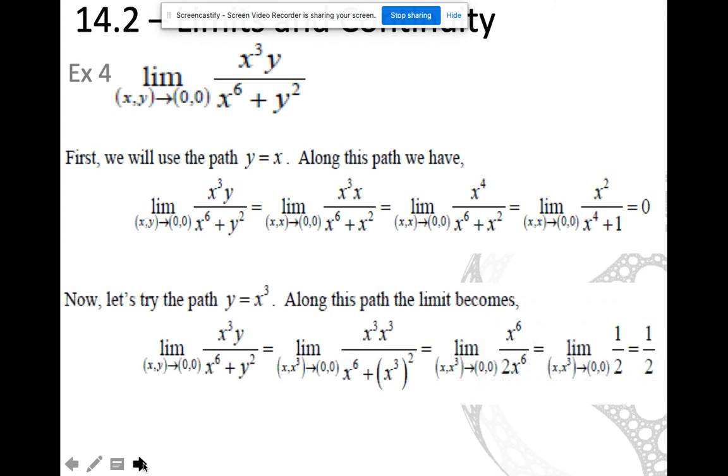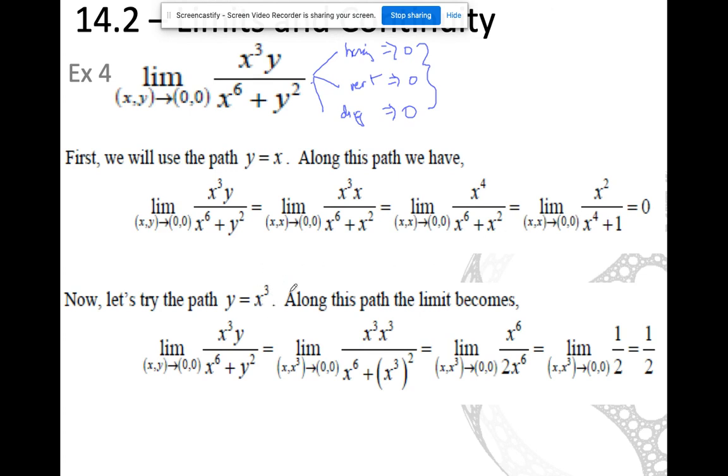Now, just for kicks, let's pretend I wanted to use the path y equals x cubed. Remember, my goal is to just get a different path. My first attempts were horizontal path, vertical path, diagonal path, but all of these generated 0. They all generated the same, so that wasn't helpful. So here's another trick.